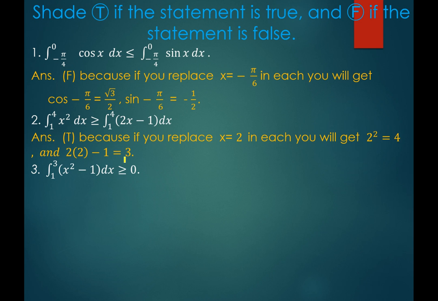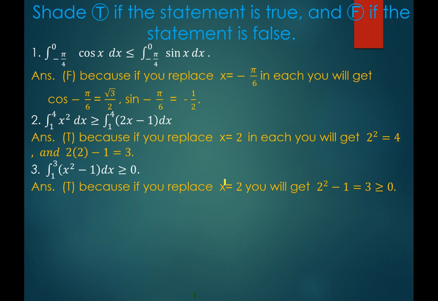In number 3, integration from 1 to 3 of x squared minus 1 dx is bigger than or equal to 0. That will make it true or false. The way is you are going to replace a number between 1 and 3. Let's just choose 2, for example. If we choose x equals 2, you will get 2 squared minus 1 equals 3, which is bigger than or equal to 0. The number is positive, so if the value of this number is positive, the whole integration is positive. This means the function is all above the x-axis.